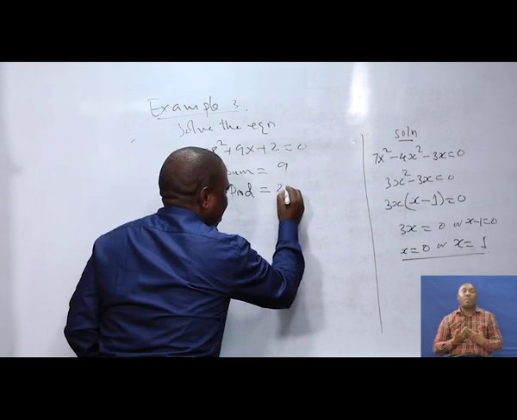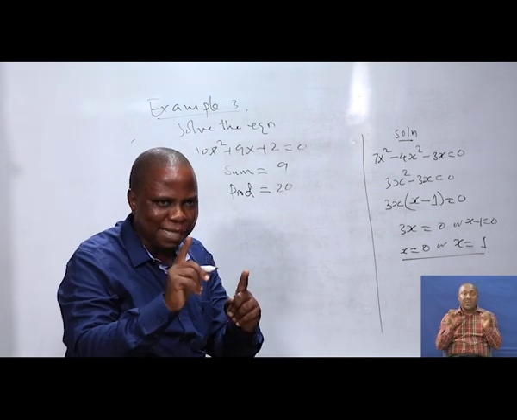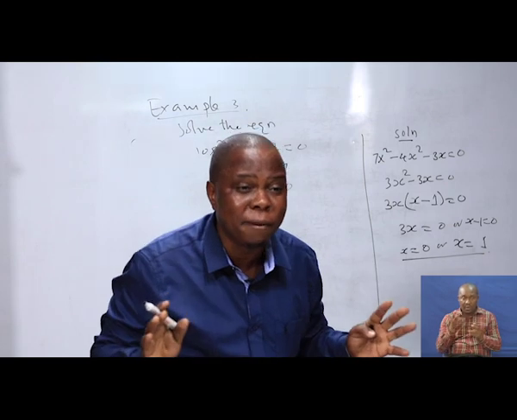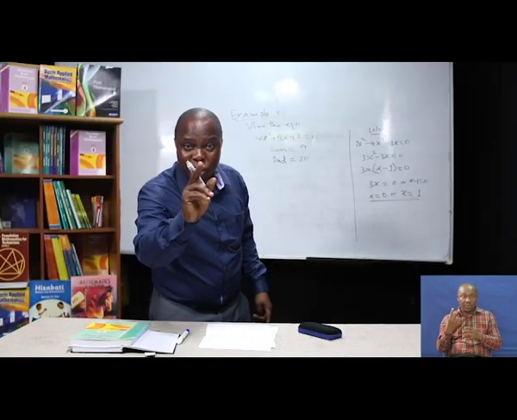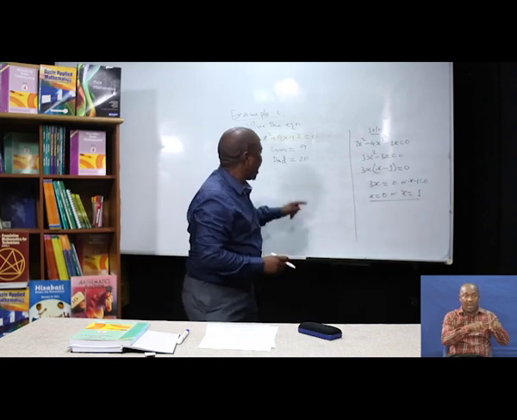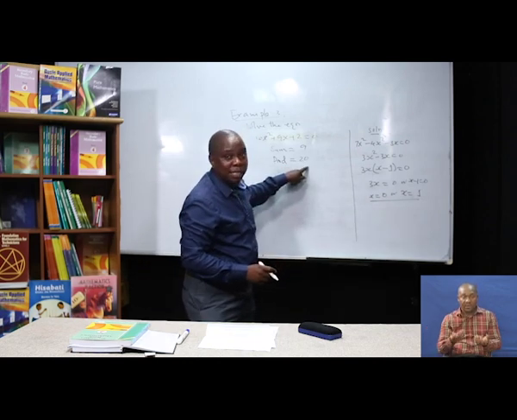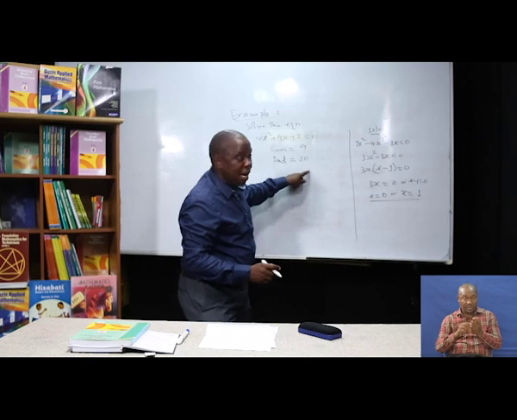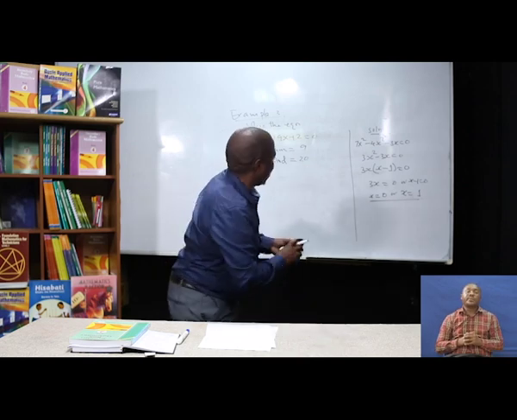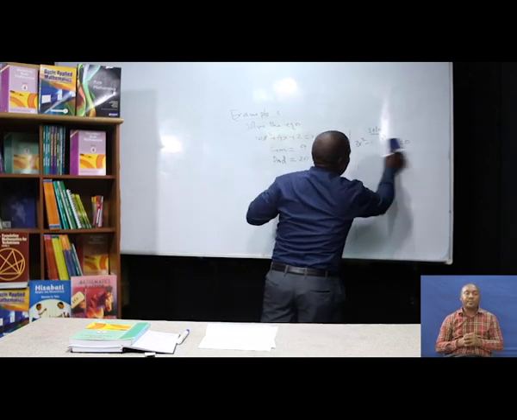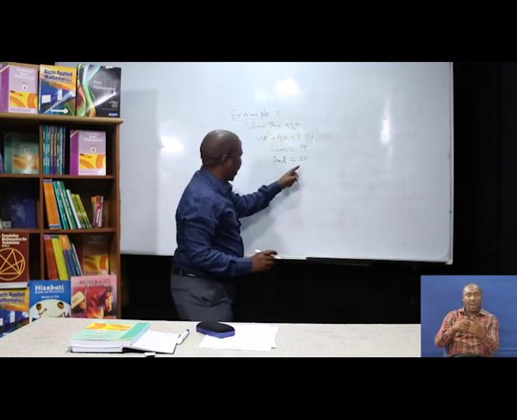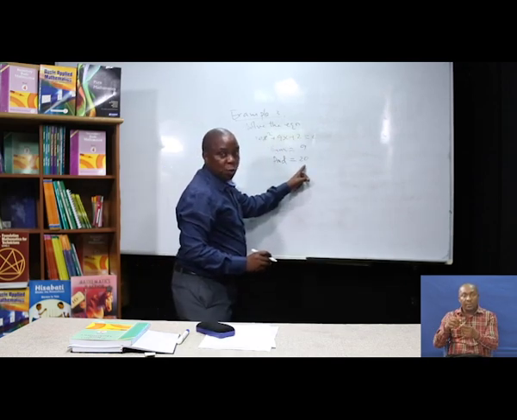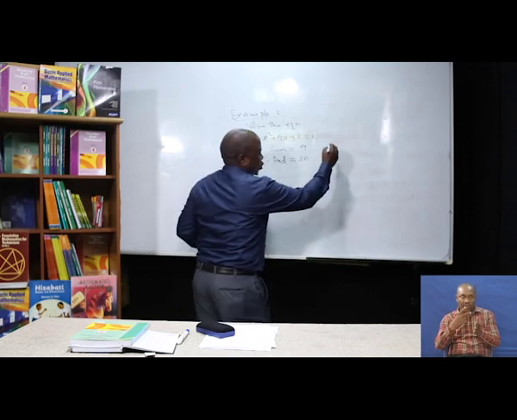That is 20. Now, the best way of finding those two numbers, there are very many numbers whose sum is 9. But the best way of finding those two numbers is by choosing a pair of the factors of this 20. I'll write it somewhere here. You can even also do it somewhere as you are working. What we need is one pair of two numbers whose product is 20.